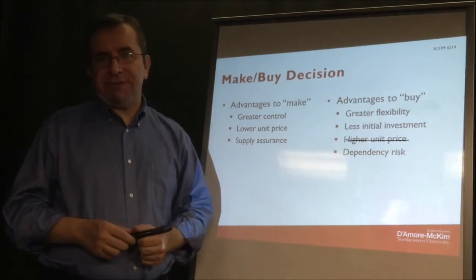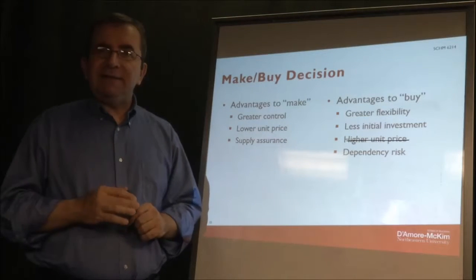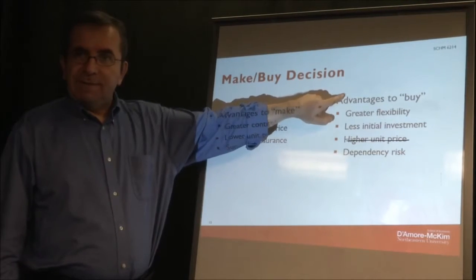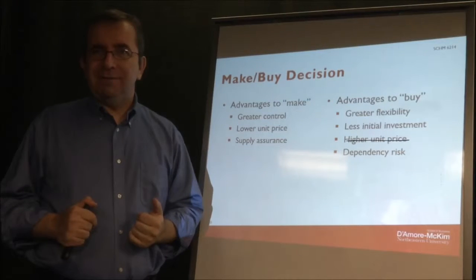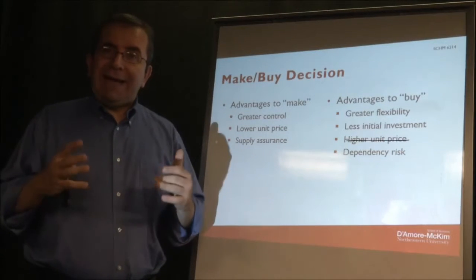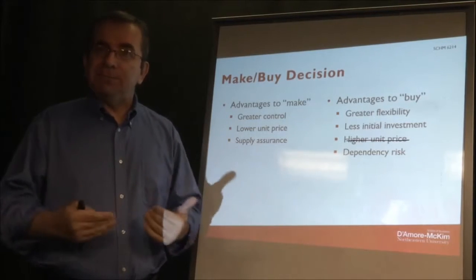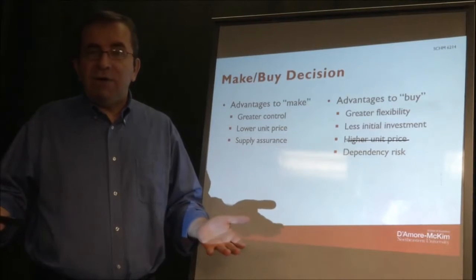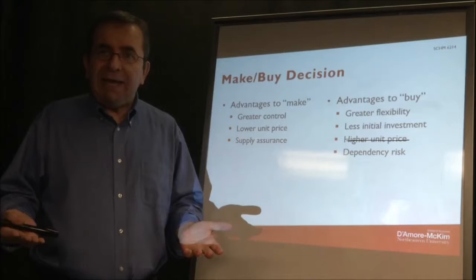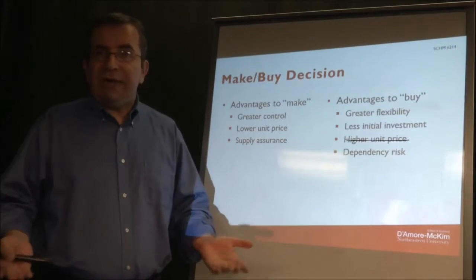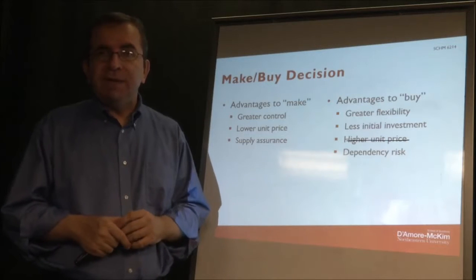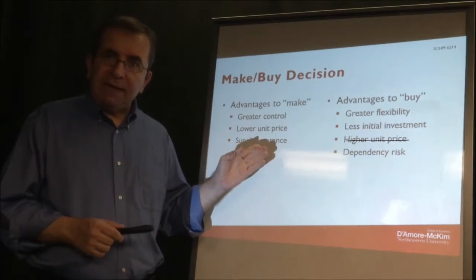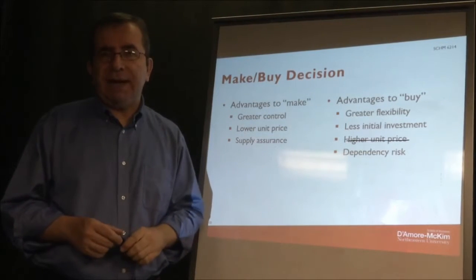And then you have dependency risk. What do I mean by dependency risk? If there's only one supplier that makes this product, then you're dependent on that supplier. If that supplier has monopoly power as the only provider of this product, then they can raise the prices and you have to pay because you have no other alternatives. They are the only supplier and you need that product, so you have to pay. You have no other choice. So these are the respective advantages and disadvantages of making something in-house or buying it from an outside supplier.